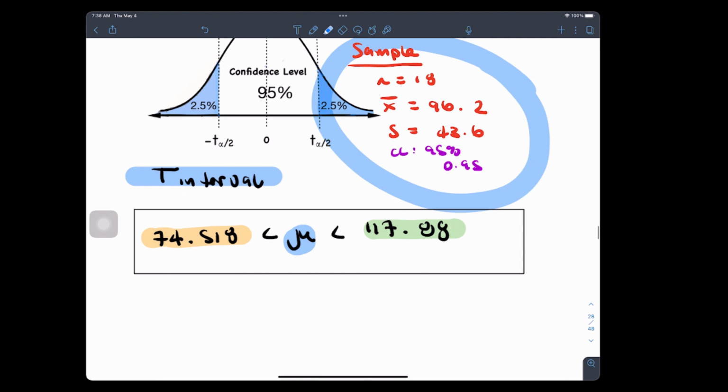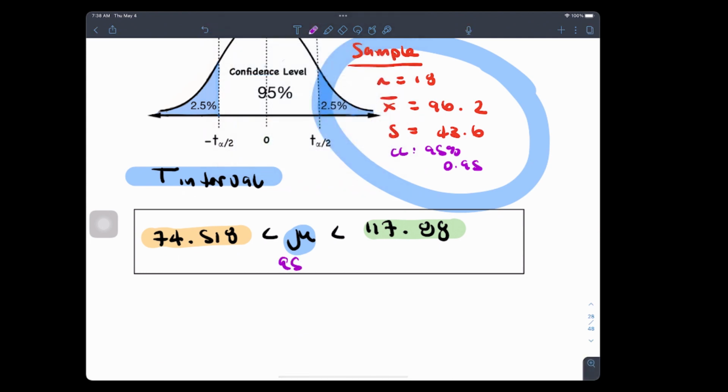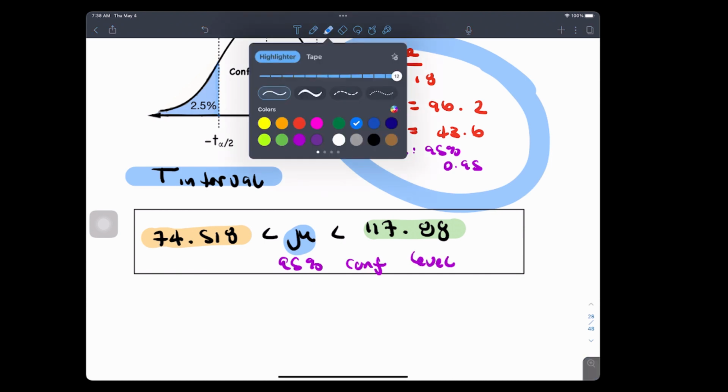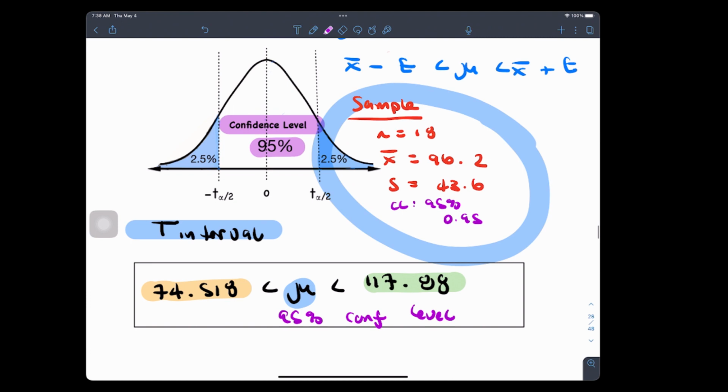Now, let me go back and talk about the 95% confidence level, because that's important to know as well. You guys remember how all of these questions will have a confidence level. And it's important to know what that means. So I'm going to remind you guys, what in the world does this confidence level stuff really mean? Do you guys know what it means?